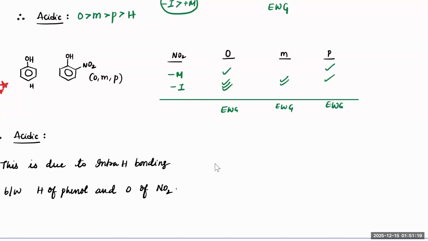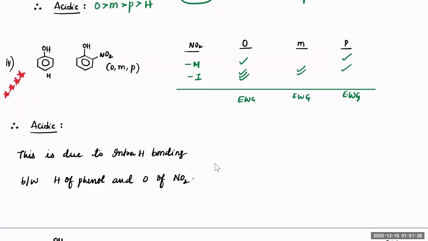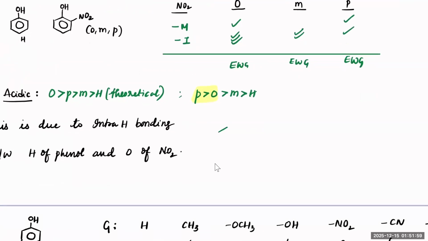These are all strongly electron withdrawing. So based on this, theoretically, ortho is the most withdrawing, then para, then meta and hydrogen. This is theoretically expected. But in reality, you will notice that para is slightly more acidic than ortho, meta, and hydrogen. Now, why has this variation come about? This variation is attributed to the hydrogen bonding that is observed here.